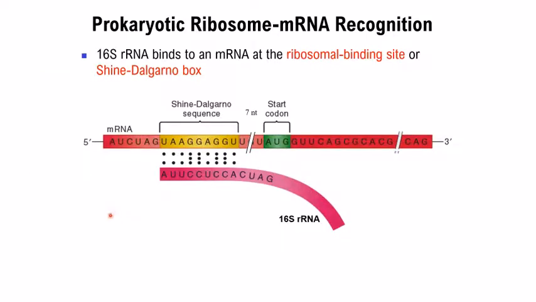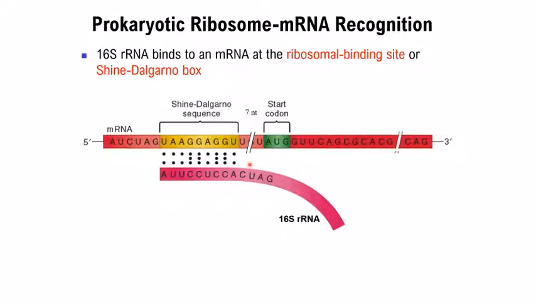This slide represents the basis for attachment of the 30S or smaller subunit of the ribosome to the mRNA molecule. Attachment of an mRNA molecule to the smaller subunit of the ribosome is due to two sequences present on the mRNA and on the ribosome. On the mRNA molecule, there is an SD sequence, the Shine-Dalgarno sequence, which has nucleotides complementary to the 16S rRNA present in the 30S subunit of the ribosome.